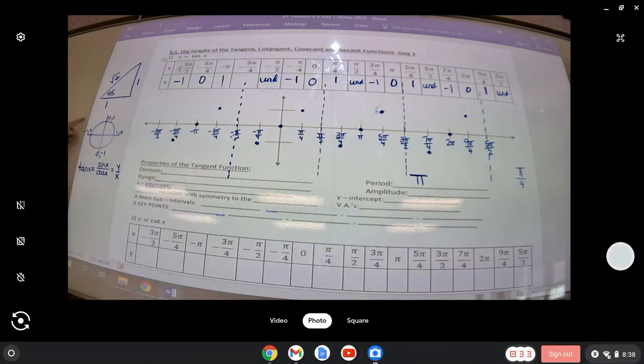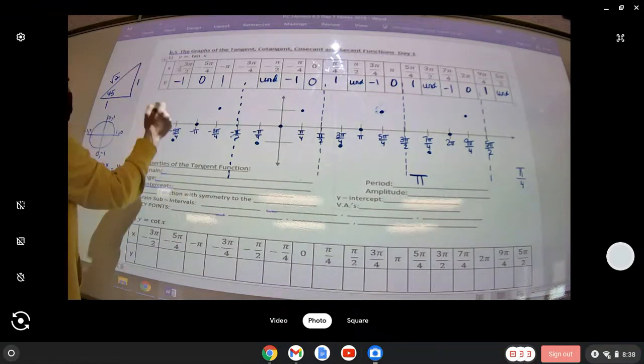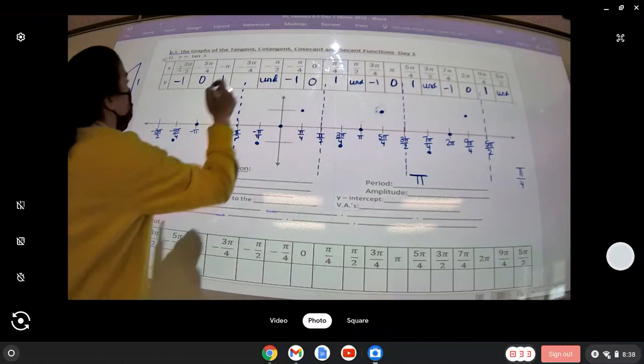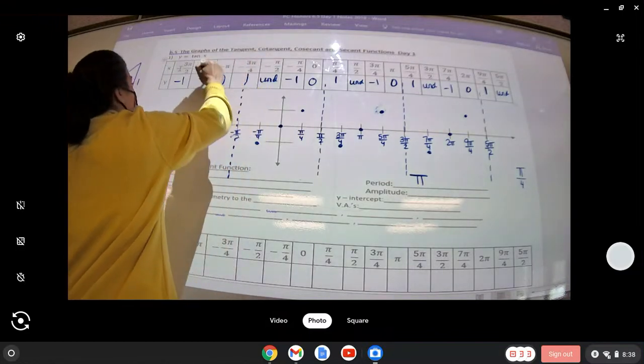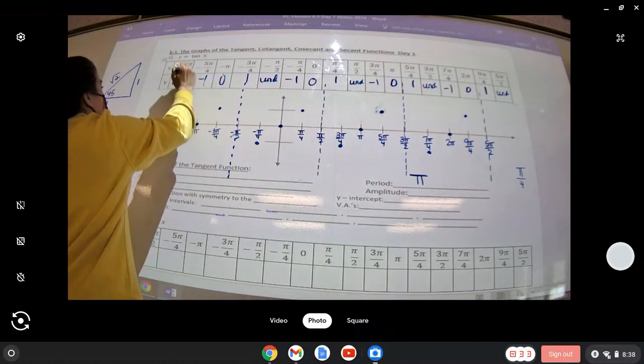And then last, negative 3 pi over 2 lands right up here in the same spot as pi over 2. Y over an x is undefined. Actually, I don't have that one in the chart, do I? Oh, guys, call me out. I missed a box.